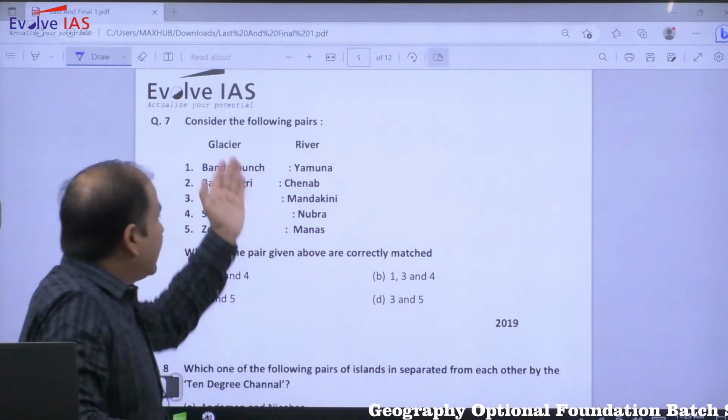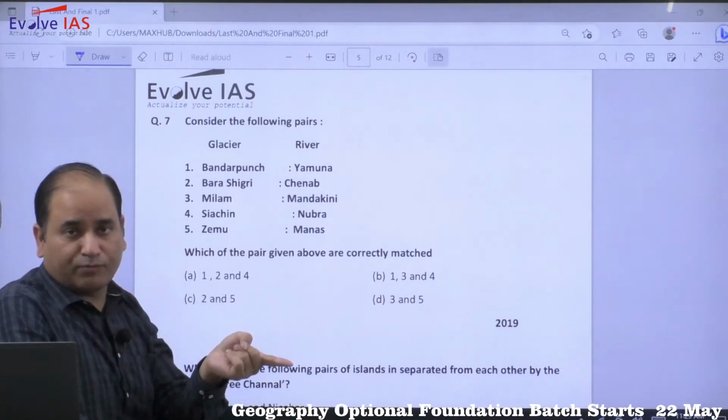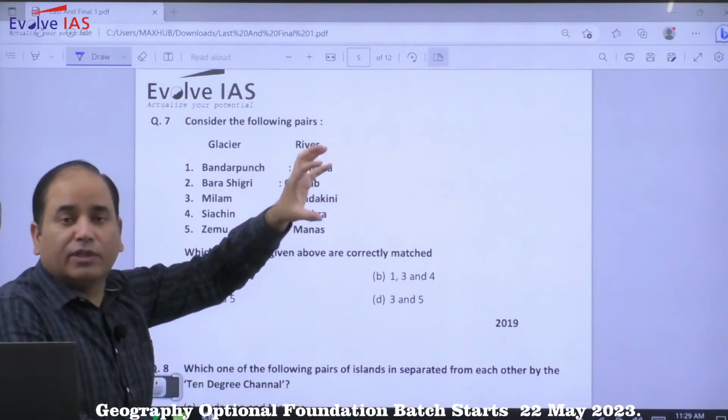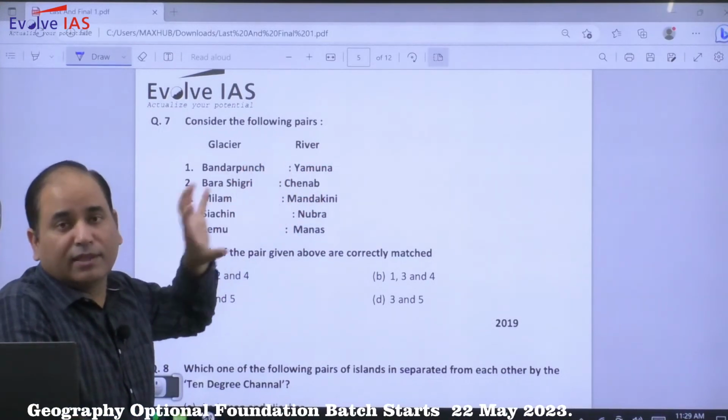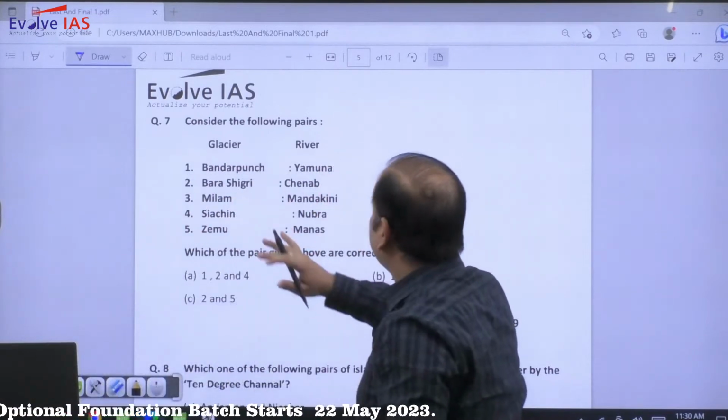So as far as Yamuna river is concerned, Yamuna river originates from Yamunotri. Ganga, Gangotri, Yamuna, Yamunotri. Yamunotri glacier is located in the Bandarpunch range. So it is expected कि ये तो आपको पता ही होना चाहिए.